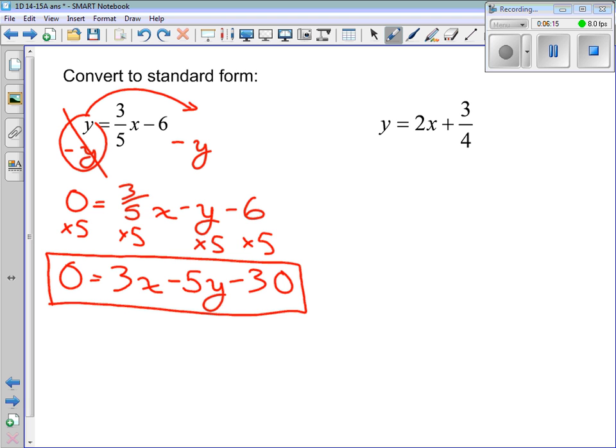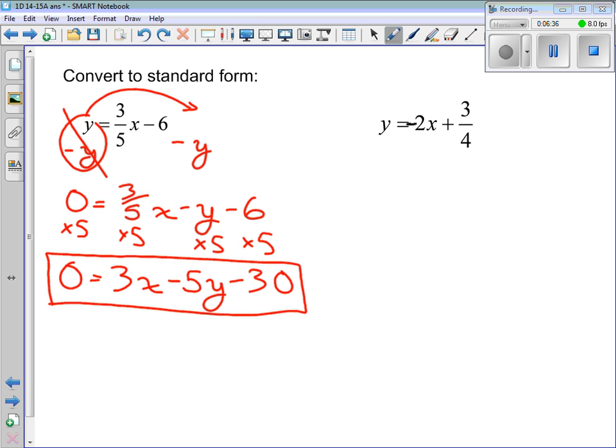All right, let's try the next one here. We've got y equals 2x plus 3 over 4. Okay, and let's just change this up a little bit. Let's make it negative 2x out front there. Just put a negative sign in there.